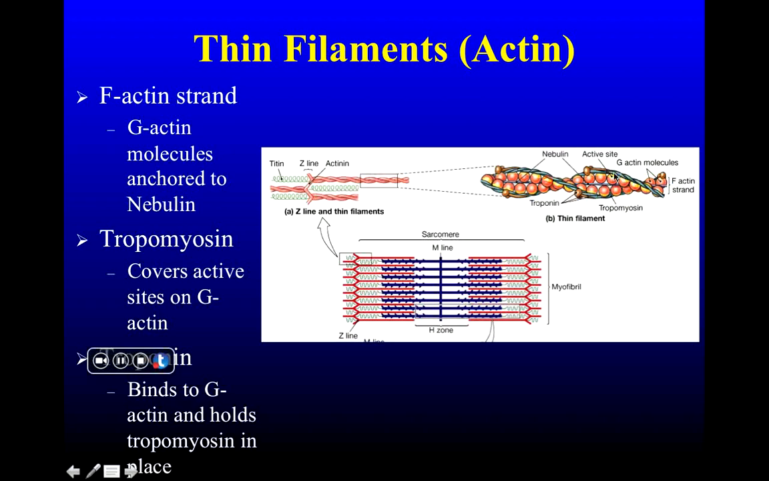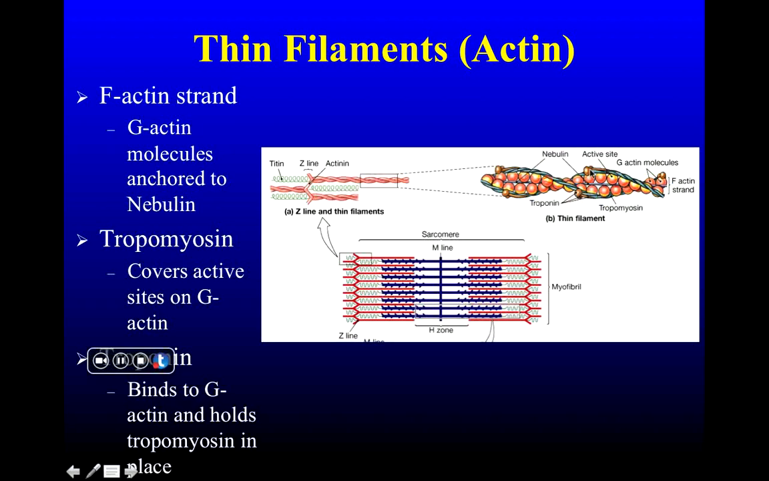But you notice here that it's covered. It's covered by this strand of protein, this green one here. This is called... anyone know? Tropomyosin. That's right. Tropomyosin is the strand that covers the active site, so myosin can't see it.